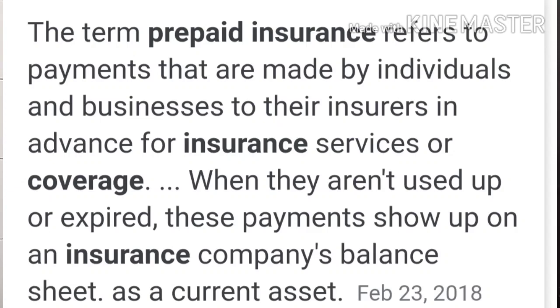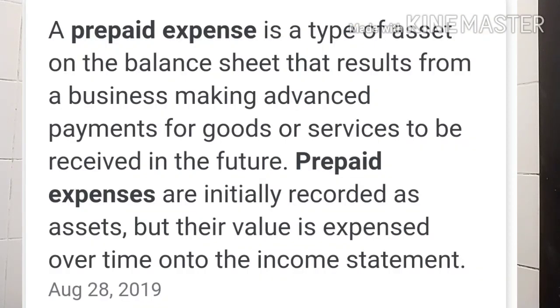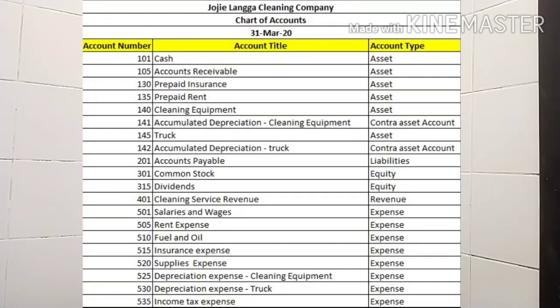Next, prepaid insurance. Prepaid insurance means insurance that you paid in advance. Like for example, you paid your 1-year insurance in advance. So this is an asset account that includes your insurance that you paid in advance. Prepaid rent. From the word itself, prepaid, you paid your rent in advance. So this is an account title under asset that means your rent that you paid in advance.